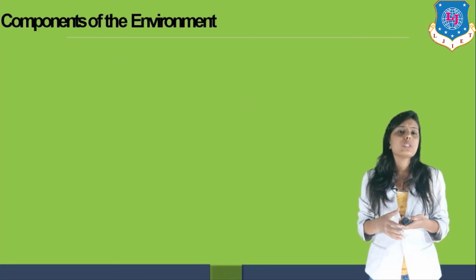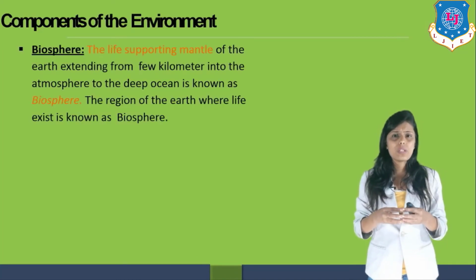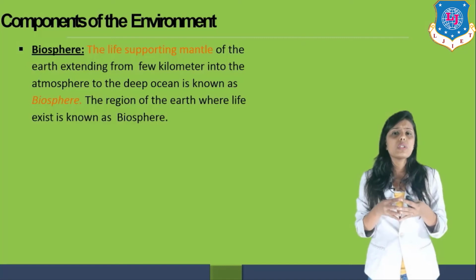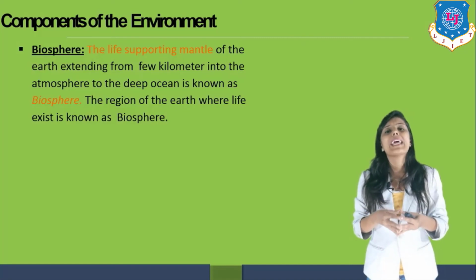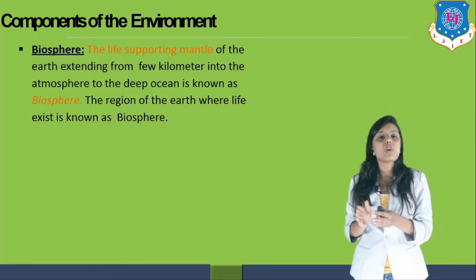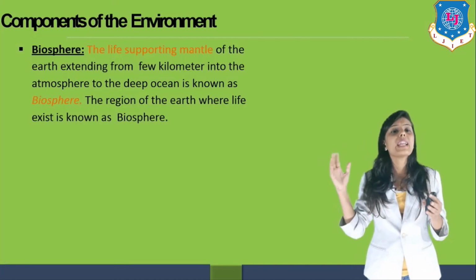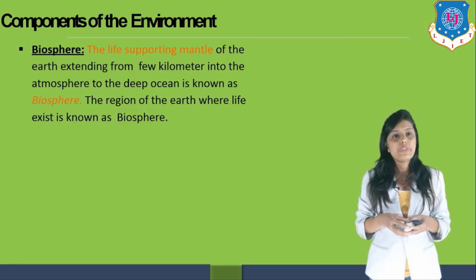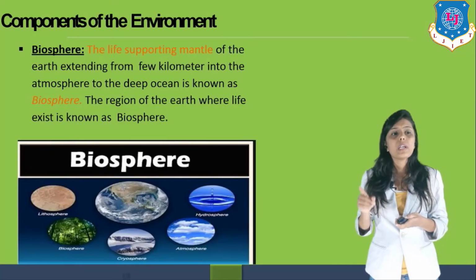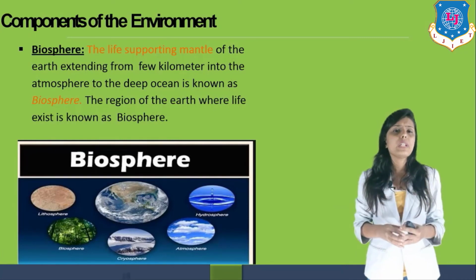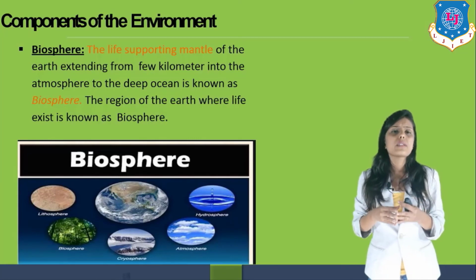Now let us study the biosphere. What is the biosphere? The life supporting mantle of earth, extending from a few kilometers into the atmosphere to the deeper ocean, is known as the biosphere. The region of earth where life exists is known as the biosphere. Basically, the biosphere is a combination of the atmosphere, hydrosphere and lithosphere where life exists. As you can see in the figure, it contains planet Earth, the greenery, the ocean, the glaciers, everything where life exists. Any living organism exists there, so it is known as the biosphere.